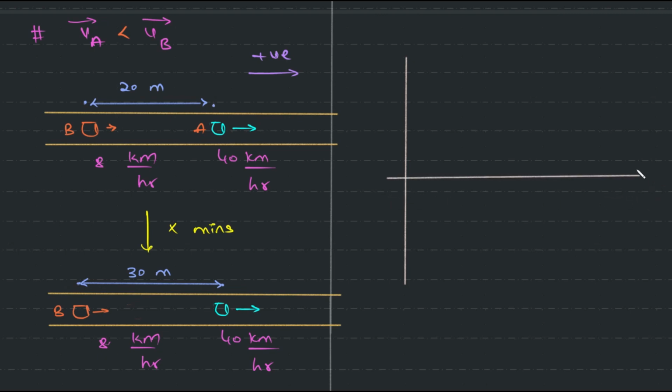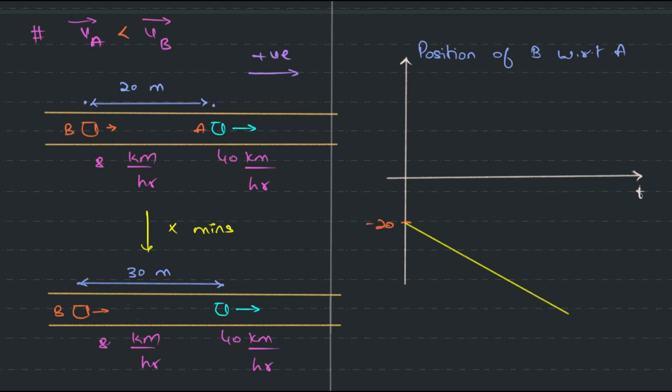Position of B with respect to A. To begin with, there was a gap of 20. And remember, left is negative, so I'm looking at negative 20. And after that, what will happen? It will increase. Again, remember, left is negative, so it will increase this way. So that would be your graph.